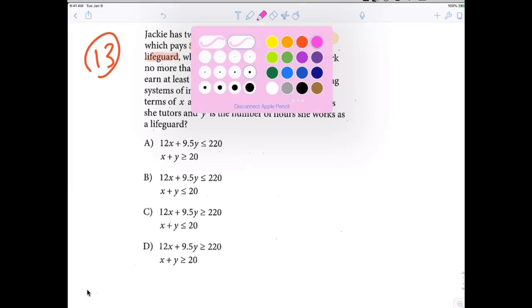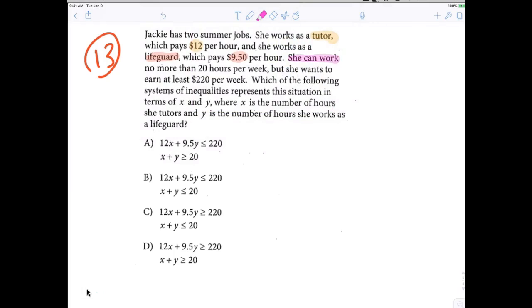It says that she can work no more than 20 hours. If she can work no more than 20 hours, that means she has to work less than or equal to 20 hours. And keep in mind the x and the y are the hours. So x plus y has to be less than or equal to 20.